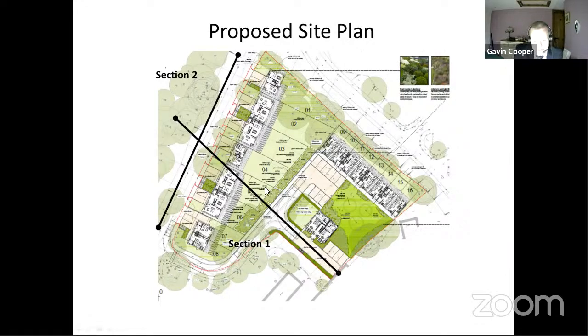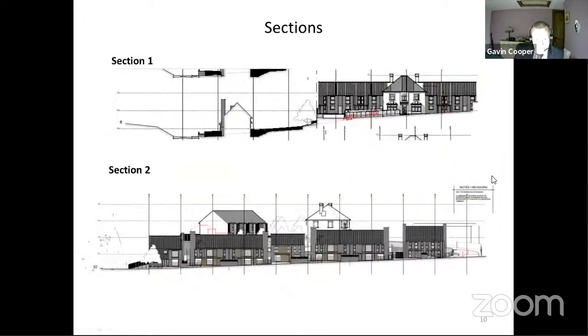The first section I want to show you is section 1, which shows the changing levels across the site, and then section 2 shows the Nesswell Orchard. So section 1, as I said, this is Nesswell Hall, and beyond it is the terrace units, and then you can see it steps down, and you've got the properties on Nesswell Orchard. This is Nesswell Orchard, and you can see the ground raises up here.